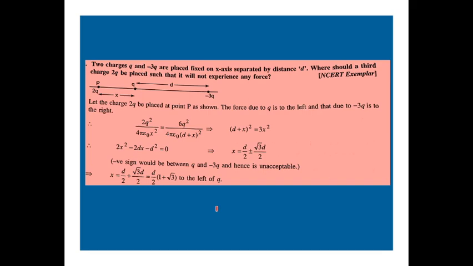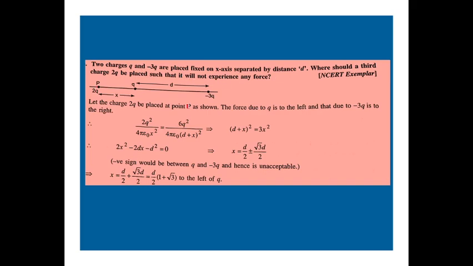Based on this electric field, now we will discuss some numericals, the first numerical, which is in the textbook. Two charges q and minus 3q are placed on the axis, separated by a distance d. Where should a third charge 2q be placed such that it will not experience any force?